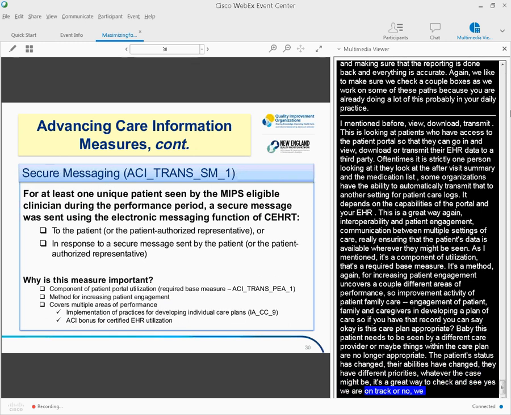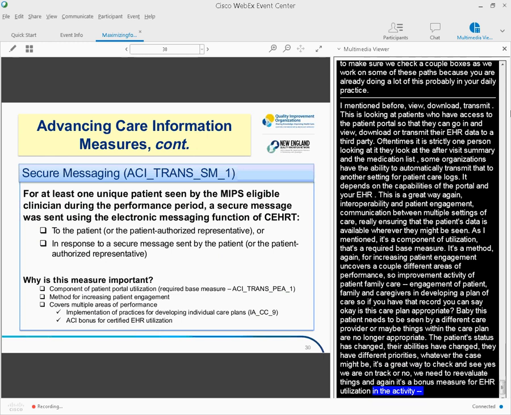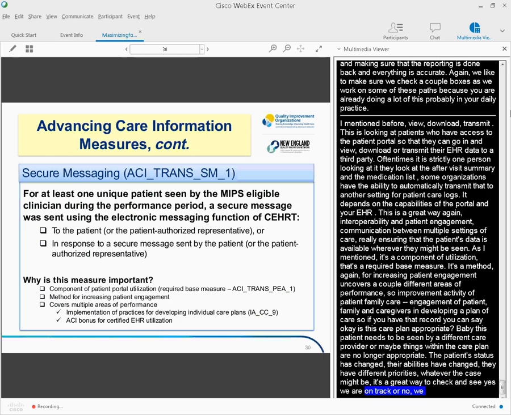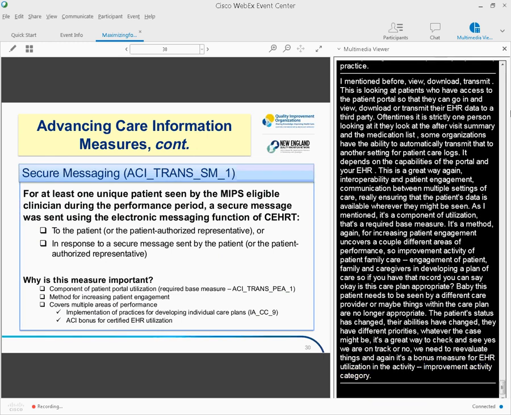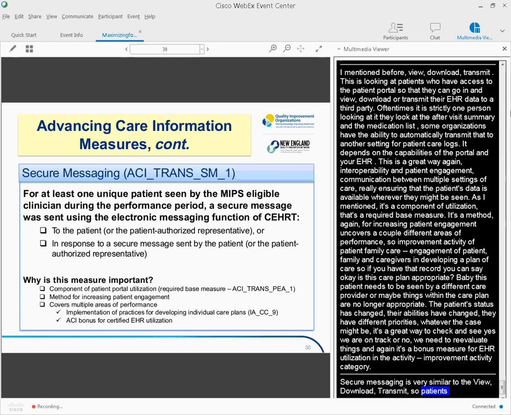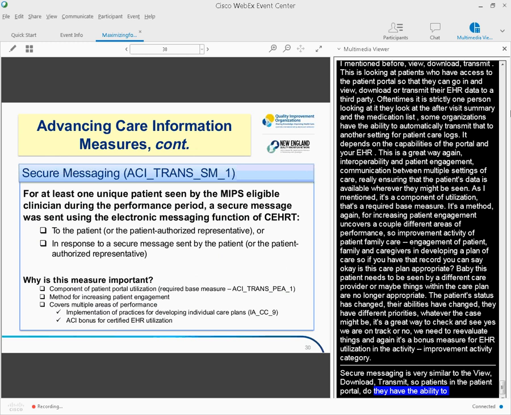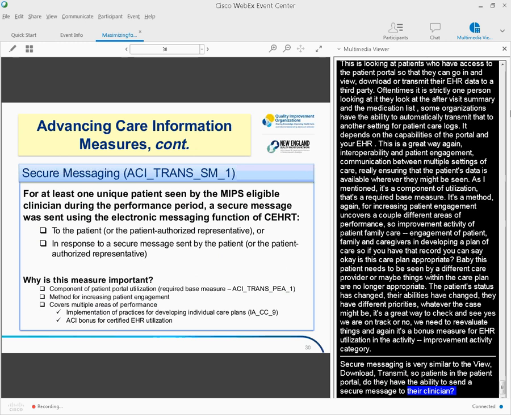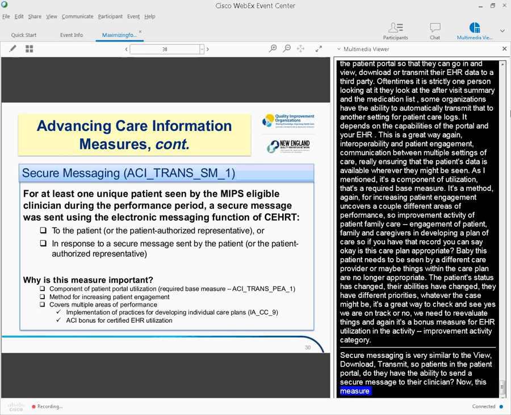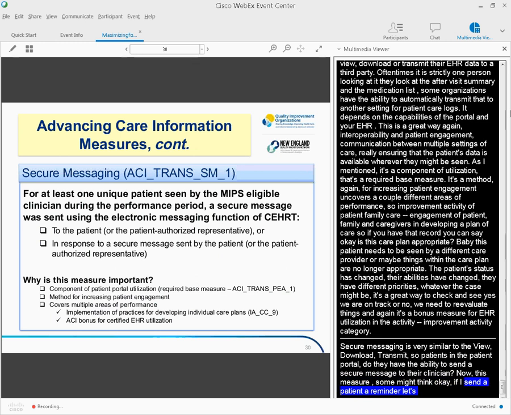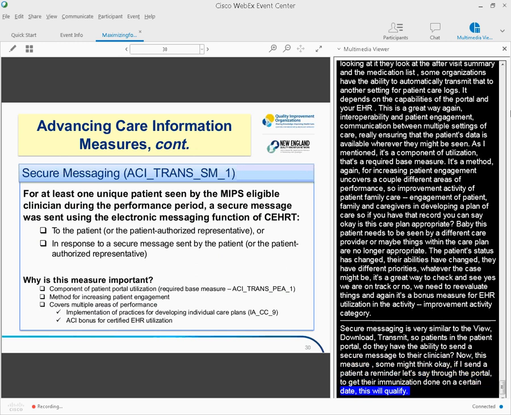Secure messaging, very similar to the view, download, transmit. So in the patient portal, do they have the ability to send a secure message to their clinician? Now, this measure, some might think, okay, if I send a patient a reminder, let's say through the portal, to get their immunization done on a certain date, this will qualify. Well, not quite. Really, this needs to be directed specifically to the patient, and it needs to have that response.